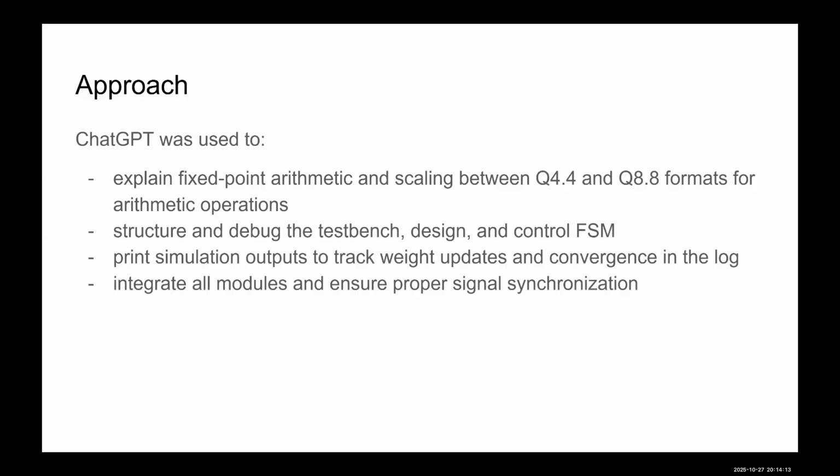All right, so to overcome these challenges, we used ChatGPT as a learning and debugging aid throughout the process. It helped us understand fixed point arithmetic and how to scale values between Q4.4 and Q8.8 formats. We also used it to structure and debug the testbench design and control FSM, and to print simulation outputs to track weights, weight updates, and convergence, as we're going to see shortly in the simulation. And ChatGPT also guided us on integrating all modules correctly and synchronizing the signals in our VHDL simulation. This allowed us to focus on everything else, such as understanding, testing, and refining our own implementation while learning faster.